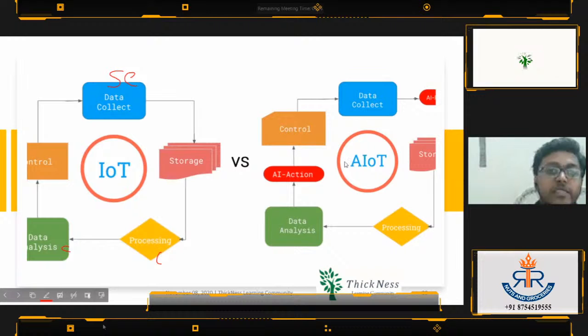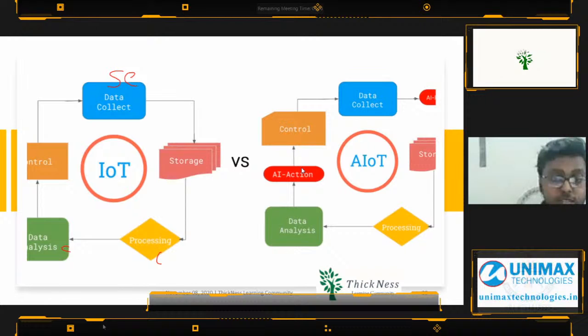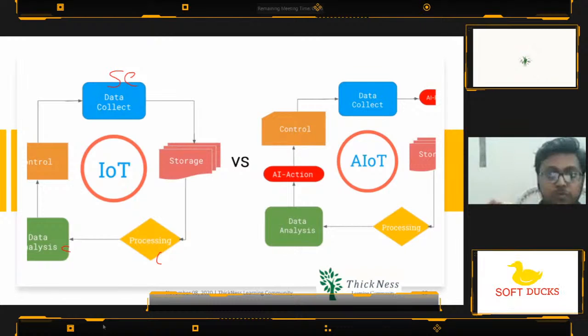And when it comes to AIoT, you will have the AI action. What is the AI action? There are different types of AI actions. There are a few things like fuzzy logic, then we have normal AI, basics of AI control, but fuzzy is one of the best AI enabled actions which can be done.